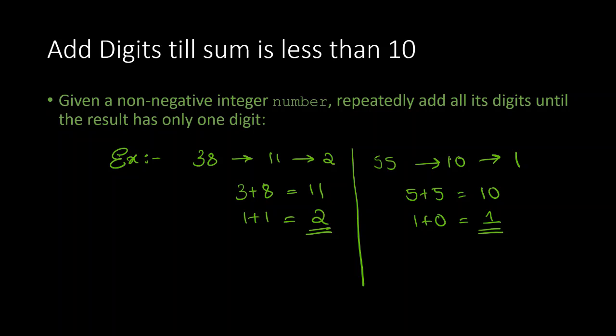Here are the examples. We have 38, we do 3 plus 8, which is 11, and since this is not a single digit, we sum the digits again, which is 1 plus 1, and it gets to the point where the number of digits is 1, which is a single digit too, so we stop here. Similarly with 55, we sum the digits, which is 5 plus 5, it gets to 10, it's not a single digit, so we sum it again, we get a single digit, we stop here.